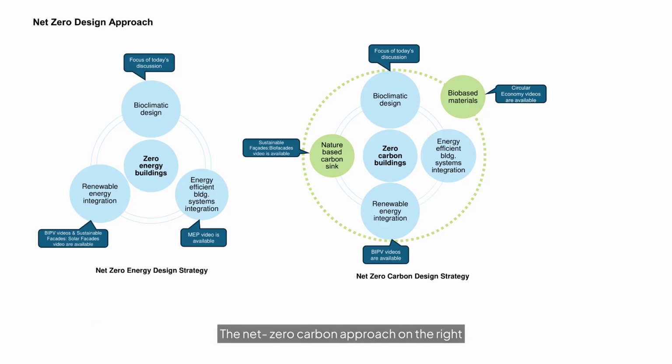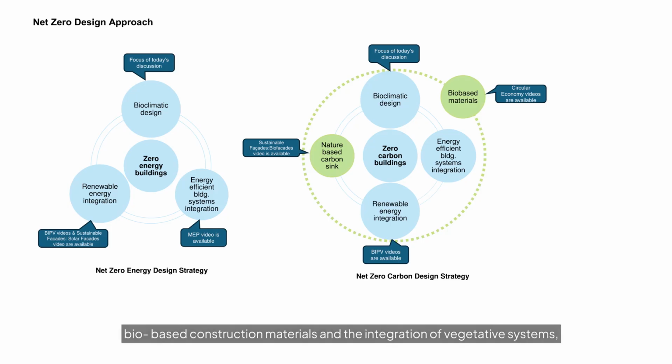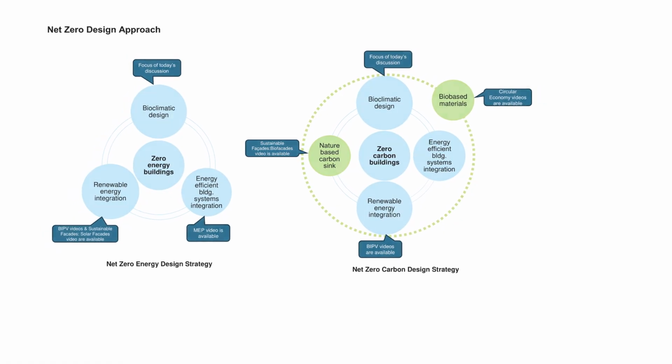The net zero carbon approach on the right requires additional strategies beyond the net zero energy approach. Net zero carbon strategies include the use of renewable, bio-based construction materials and the integration of vegetative systems, both of which offset carbon emissions from the building overall. The final performance goal is to design buildings that achieve both net zero energy and net zero carbon. For more information, refer to the additional videos indicated in the slide.